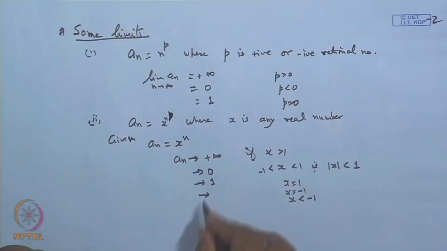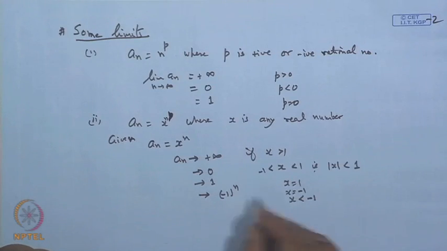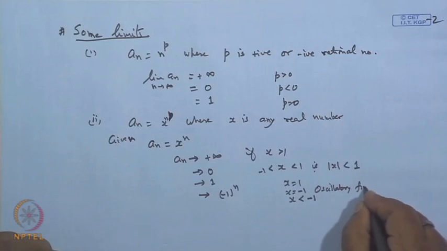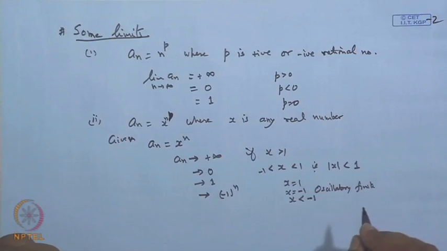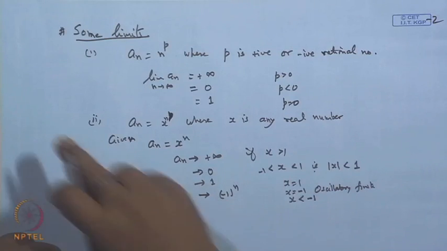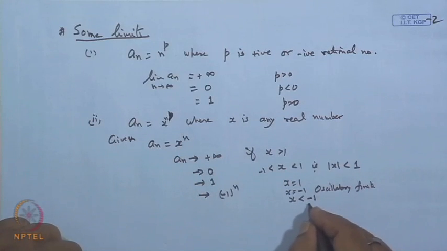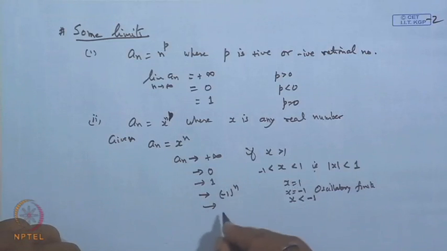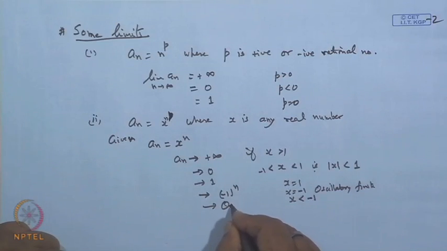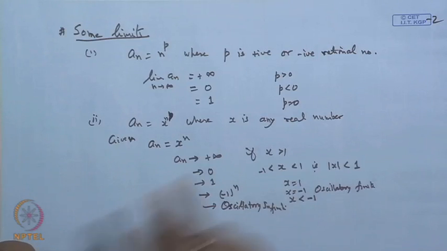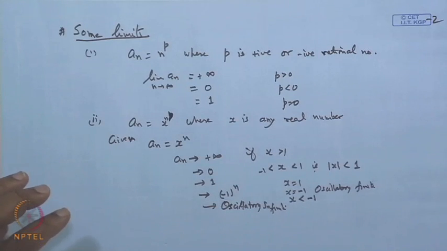When x is equal to minus 1, it is basically of the form minus 1 to the power n. So, this is an oscillatory finite sequence, because it will go to plus 1, minus 1 like this. So, mod of this thing is bounded, but if x is strictly less than minus 1, then it is oscillatory infinite, is it not? It will go plus infinity, minus infinity. So, we get this.